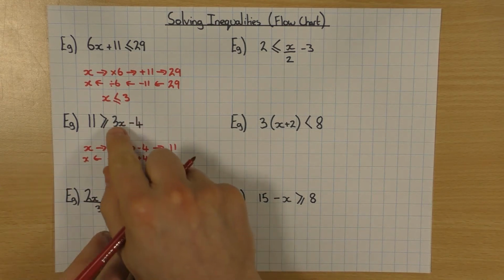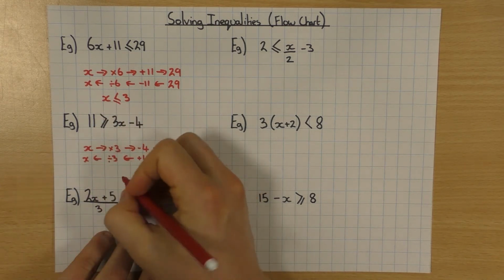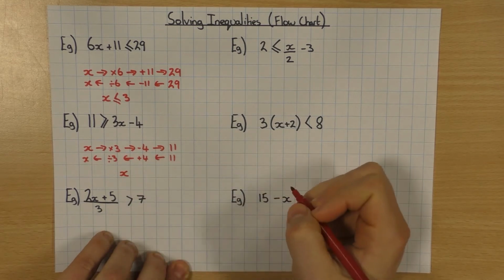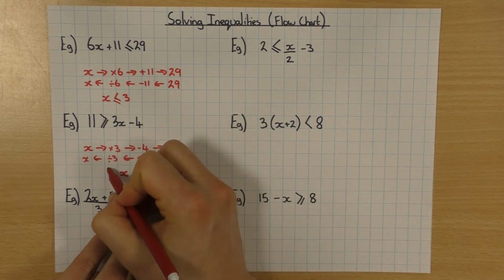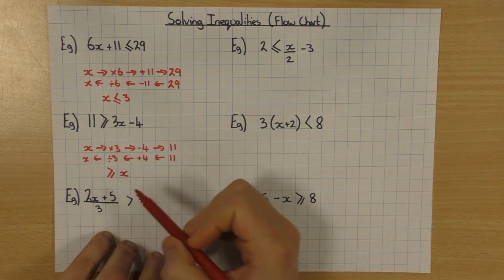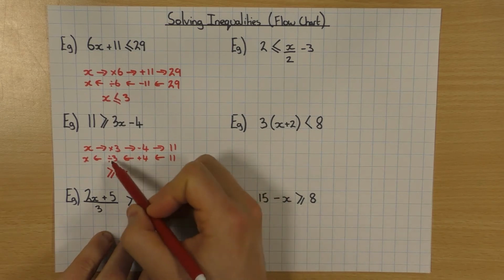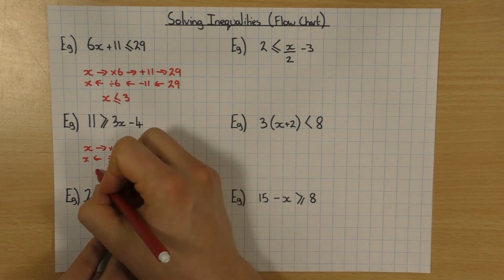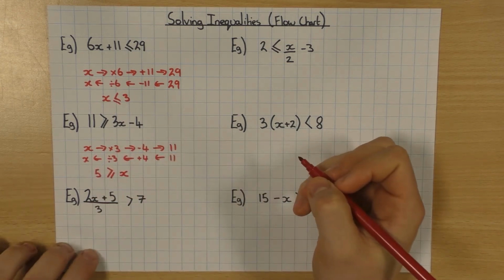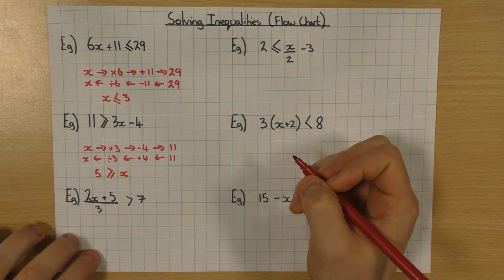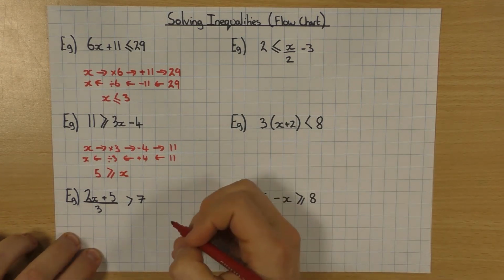So again, be careful. X is now on the right-hand side, so on my answer, x must be on the right-hand side. Then I have my inequality symbol. And obviously I need to work out what x is. So 11 plus 4 is 15, divided by 3 is 5. Okay, next one then. A little bit trickier now, another step involved, but again, the flowchart makes this really easy.